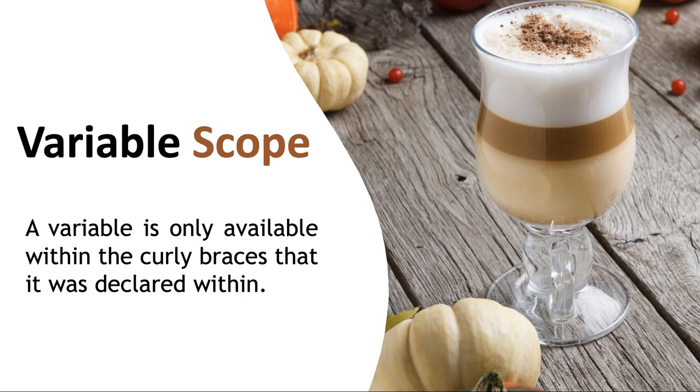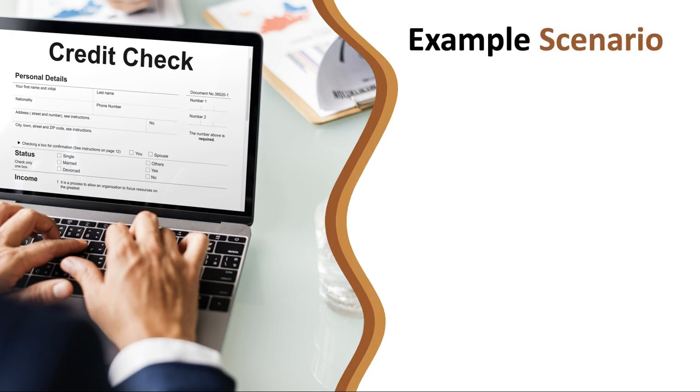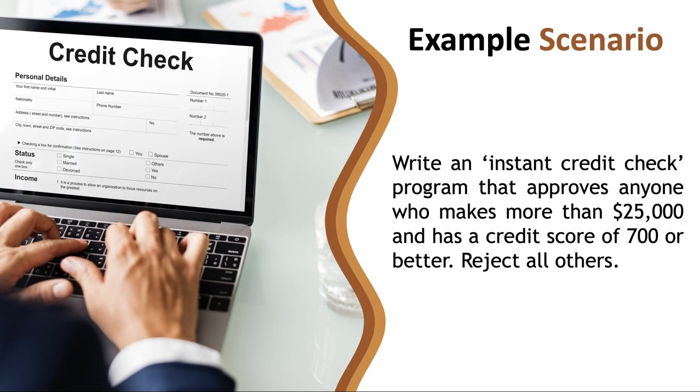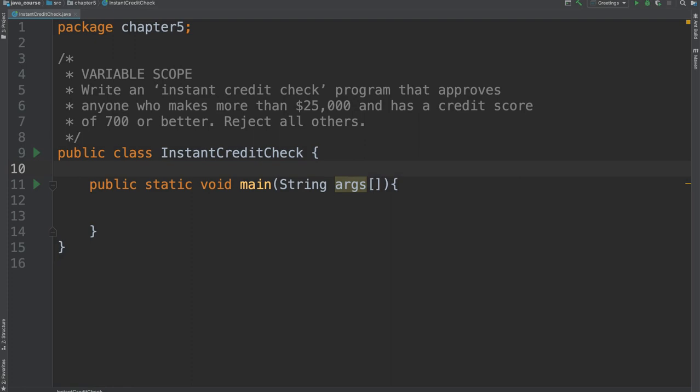Now that our classes are getting bigger, we have to talk about the scope of a variable. I'm going to demonstrate this in our next example, where we're going to do an instant credit check, and we're going to approve anyone who makes more than $25,000 and has a credit score of 700 or better. We have a new class here, instant credit check, and we have our main method.